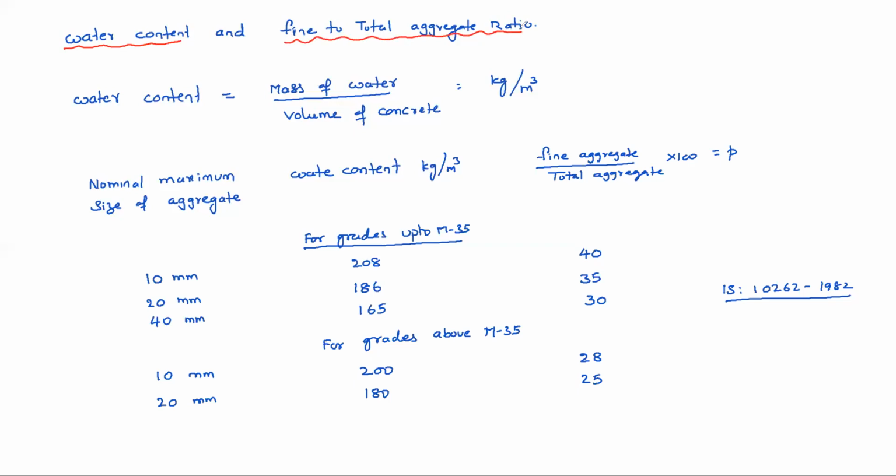See, already water cement ratio has been fixed. Now water content as well as fine to total aggregate ratio also has been fixed. Now then, how to find cement content? See, water content is there already. How to find cement content?